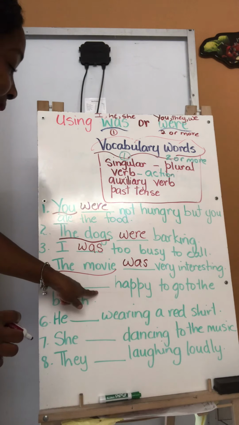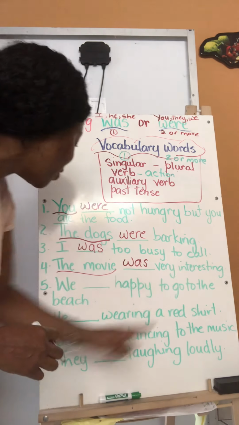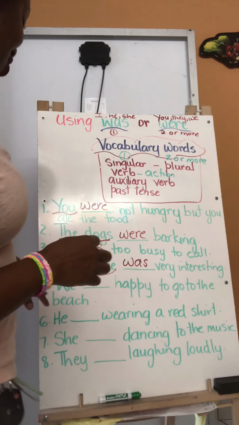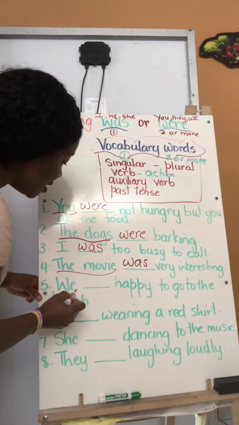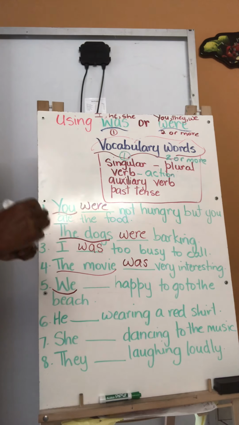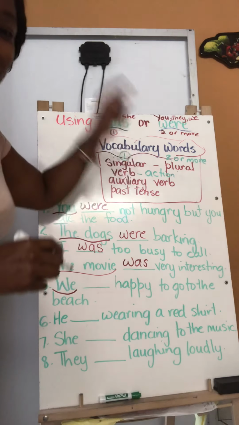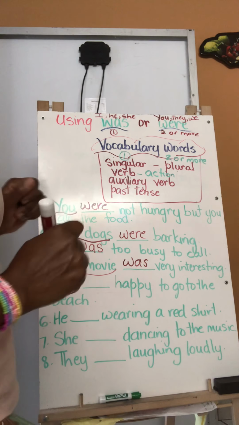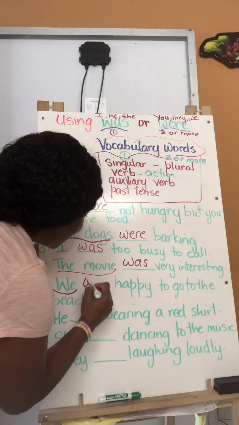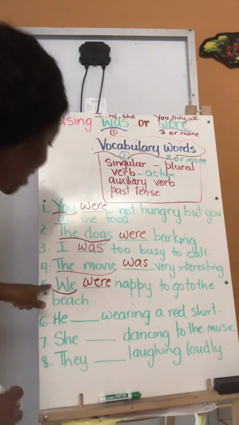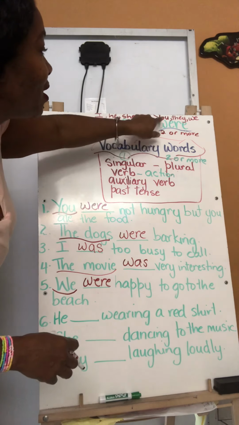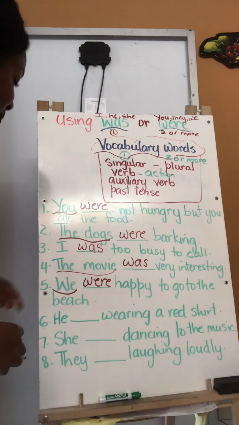We blank happy to go to the beach. Right now, I would be happy to go to the beach. So we're focusing on we. Choose your answer. We was happy or we were happy. What do you choose? Okay, I bet you said we were, because we refers to more than one. It's plural, so we use were.